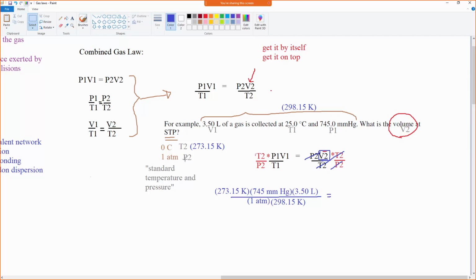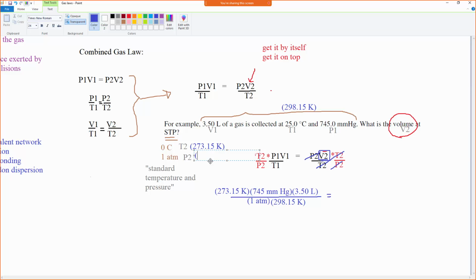So let's do this. Again, it's on your equation sheet. 1 atmosphere is equal to 760 millimeters of mercury. So that'll be really easy to plug in. We'll use that guy.